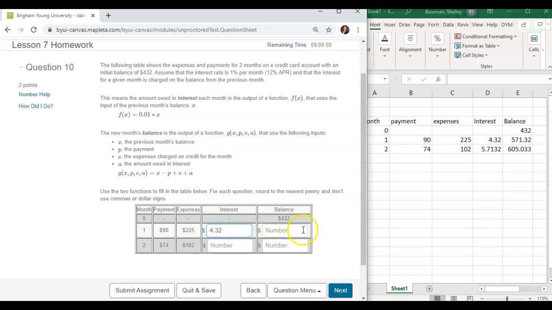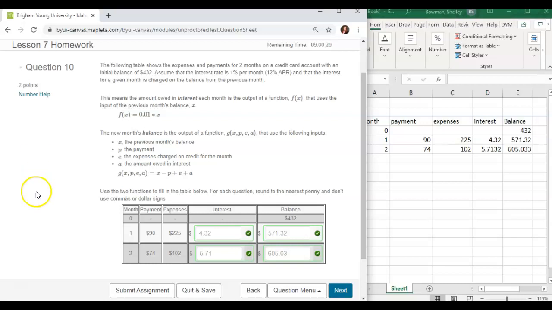All right, and we can type these numbers in: $4.32. This one is $571.32. Since we're rounding to the nearest penny, this is $5.71. And the last one is $605.03. We can verify this by clicking the How Did I Do? Look for the green check marks and move to the next problem.